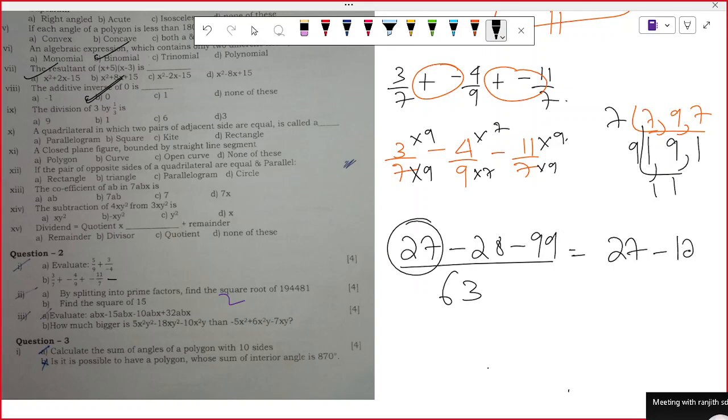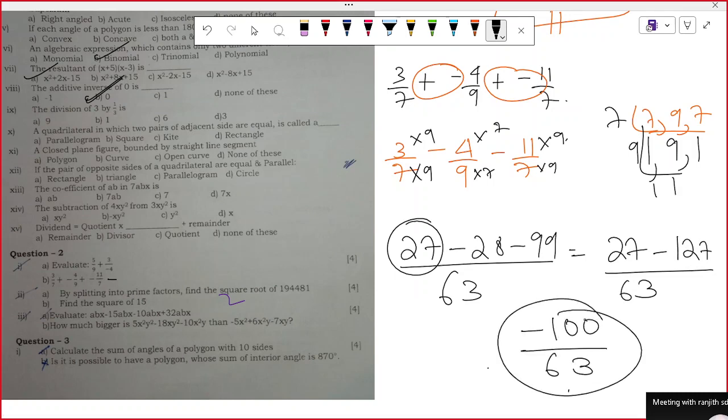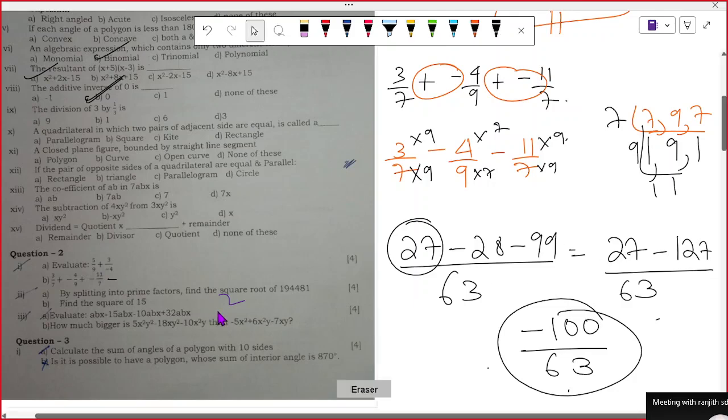Minus 1 is 127. Minus 127, right? Then again, 27 minus 127 is minus 100 by 63. And minus 127 is greater, so minus 100 by 63. Others, did you get the answer? Minus 100 by 63? Yes, sir. Okay, let me check. 27 minus 28, 99. So 100, 128, 127, minus 27, 100, minus 100 by 63. Okay, next, second main.